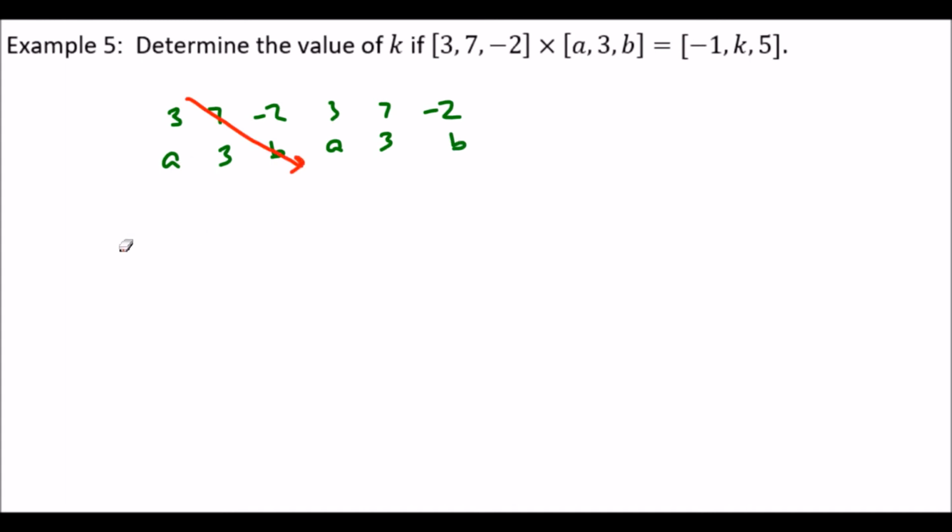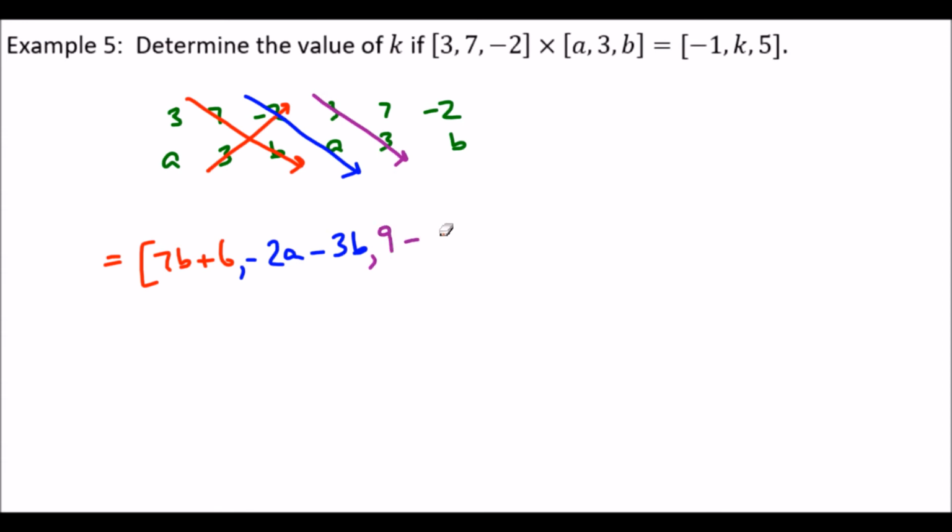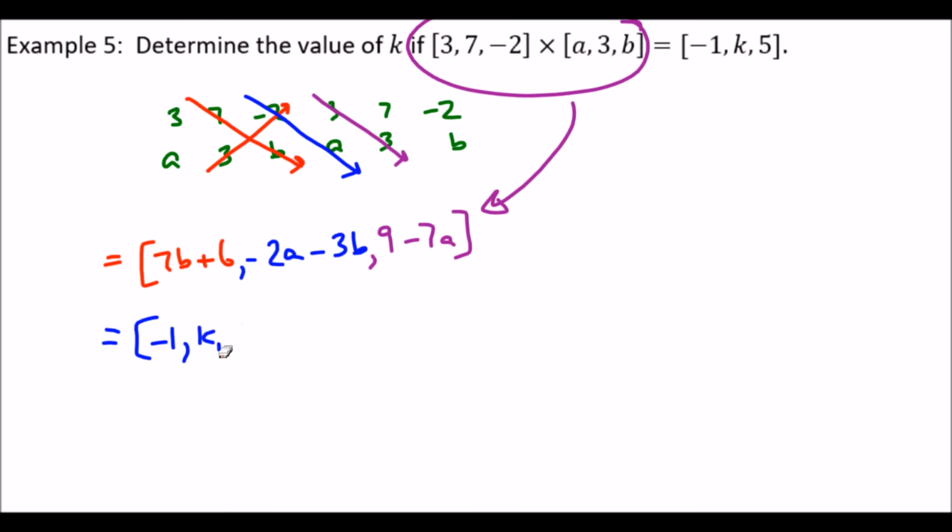That's going to give me 7b, and then this is going to be plus 6 if I go up this way. The next one's going to be negative 2a, and this is going to be minus 3b. And then the last one here is 9 minus 7a. And there we go. So that's the cross product of these two. But I know this is equal to negative 1, k, and 5.